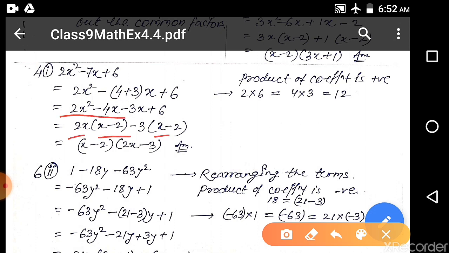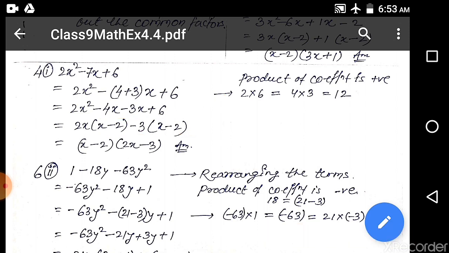So we will write here x minus 2, then we will think about what is to be taken common. Here we have minus 3x and plus 6. From minus 3 we can take minus 3 common, and minus 3 into minus 2 is 6. So it's satisfied. So we can take out x minus 2 as a common factor. Now we'll get 2x minus 3 here. So this is the complete answer.